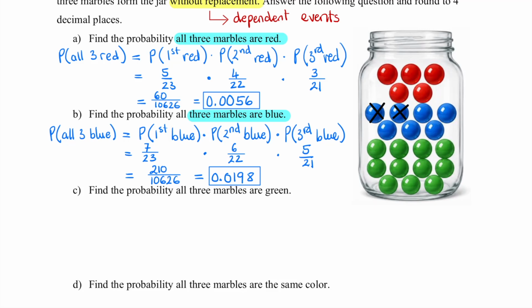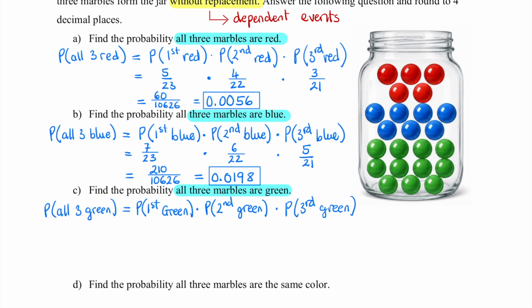Question C, I want to find the probability that all 3 marbles are green. Again, the probability that all 3 marbles are green equals the probability that the first one is green multiplying by the probability that the second one is green and multiplying by the probability that the third one is green. There are 11 green marbles out of 23 total marbles. So the first draw is 11 out of 23.